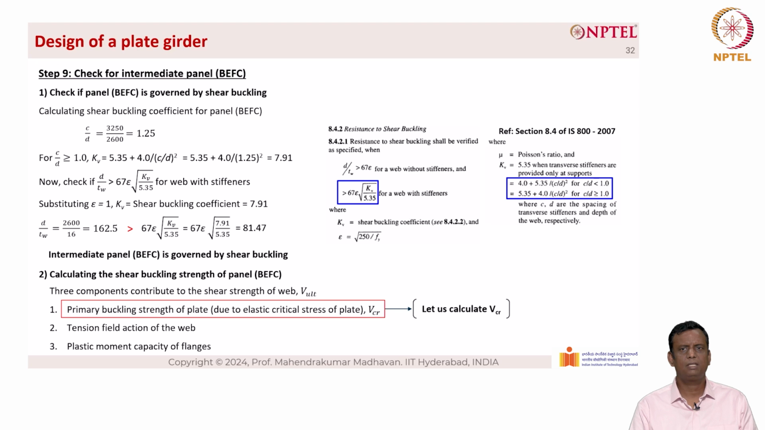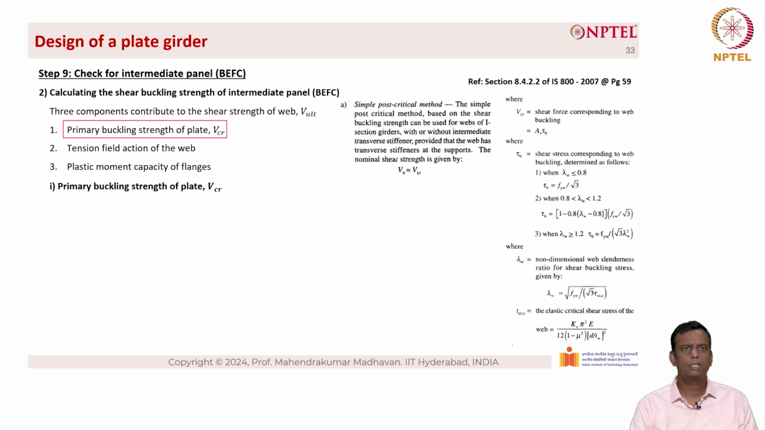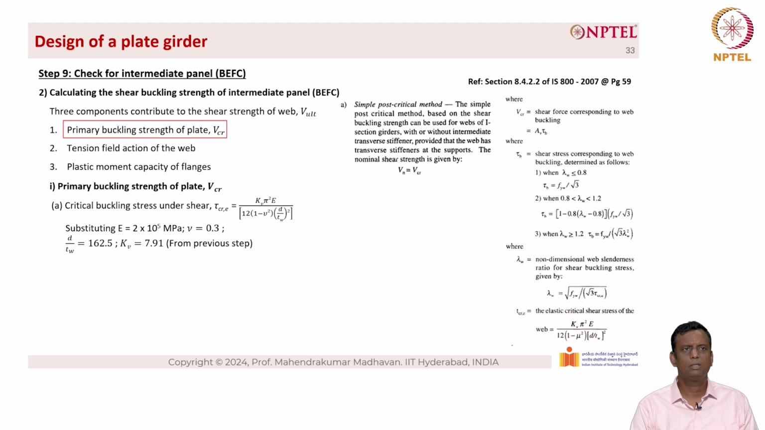Let's calculate the primary buckling strength of the plate, V critical. The critical buckling stress under shear, tau critical E, is given as kV into pi square E divided by 12 into (1 minus mu square) into (D by TW) the whole square. Substituting E equal to 2 into 10 power 5 MPa, mu equal to 0.3, which is the Poisson's ratio for the plate. D by TW is the slenderness of the web, which is 162.5. The elastic shear buckling coefficient kV for the plate is 7.91, which we calculated in the previous step. We have tau critical E as 51.15 Newton per millimeter square.